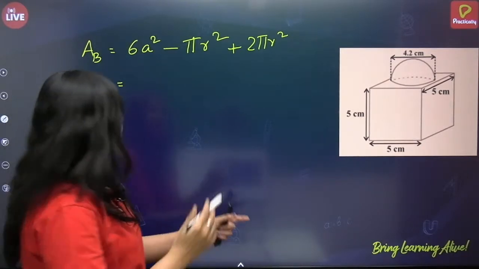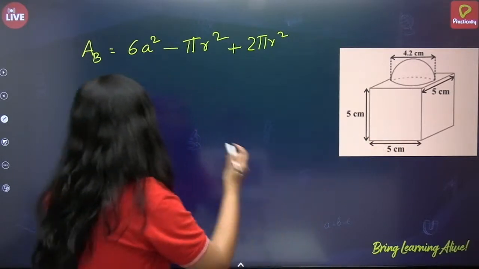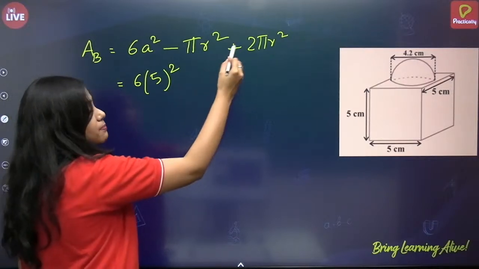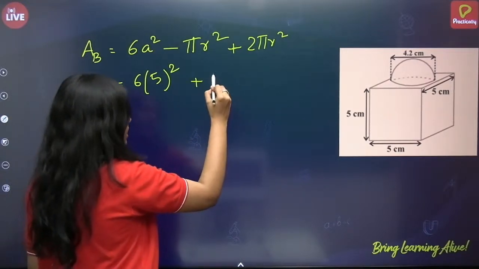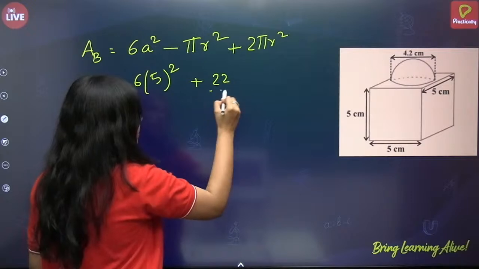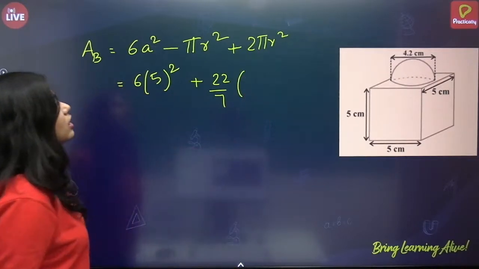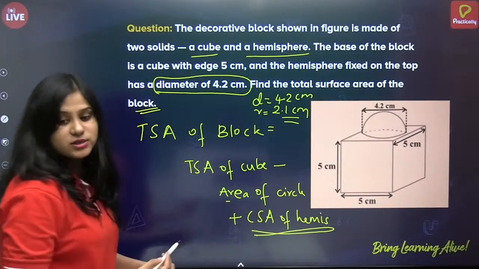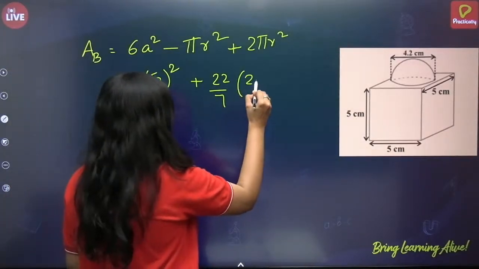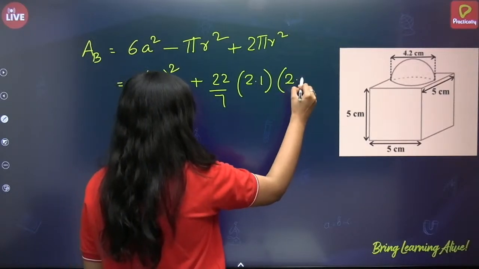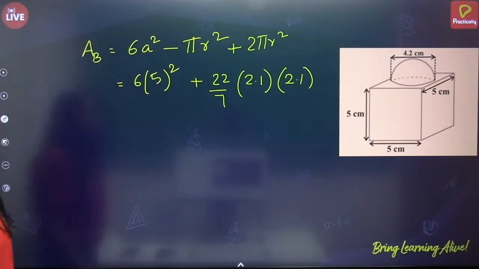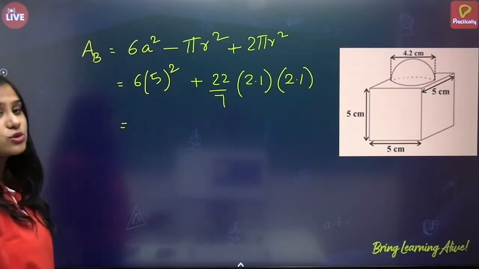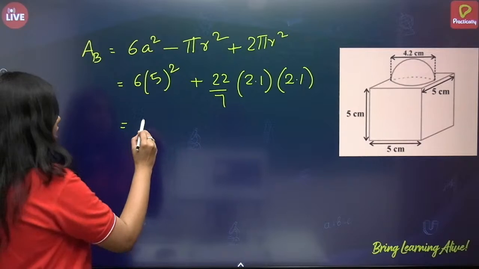What is the length of the edge? 5. So 6 of 5 square minus pi r square plus 2 pi r square is plus pi r square. So plus 22 by 7 into r square. What is radius? 2.1. Just substitute it. So 2.1 into 2.1. Right? So let us find out. 5 square is 25. 25 into 6 is what? 150. Correct?